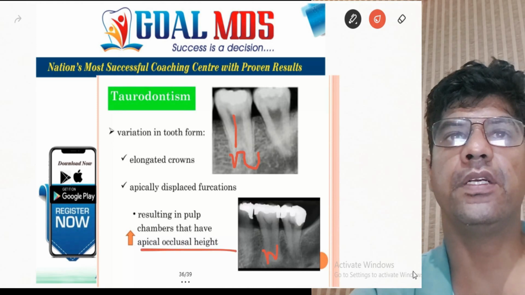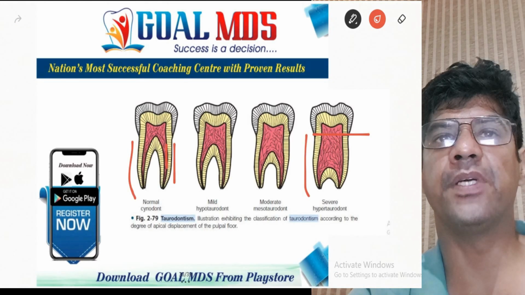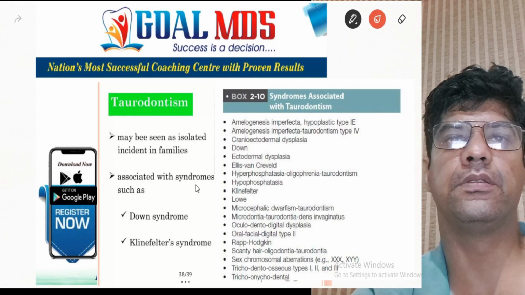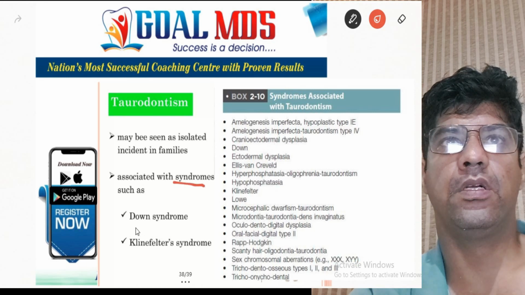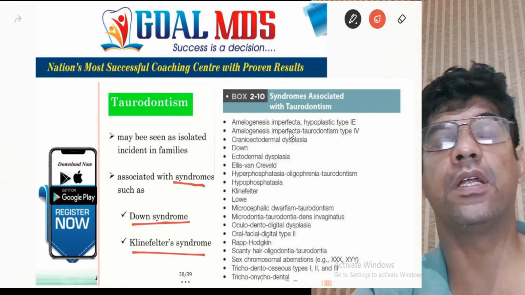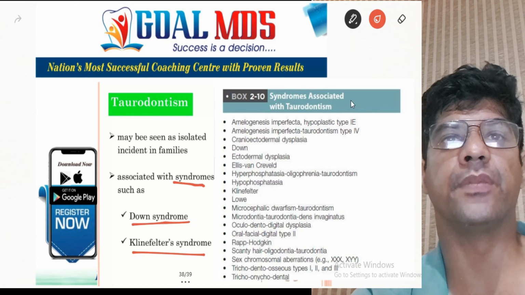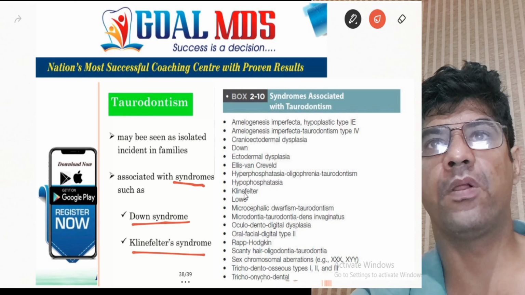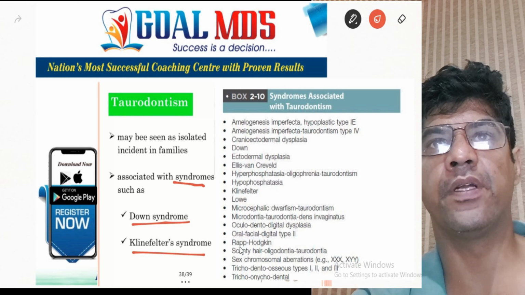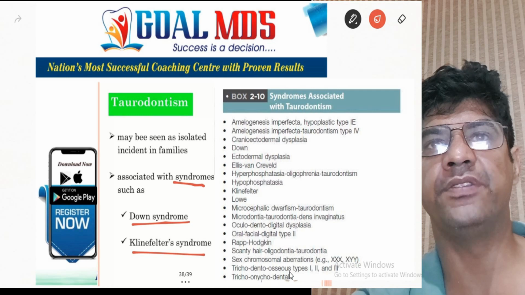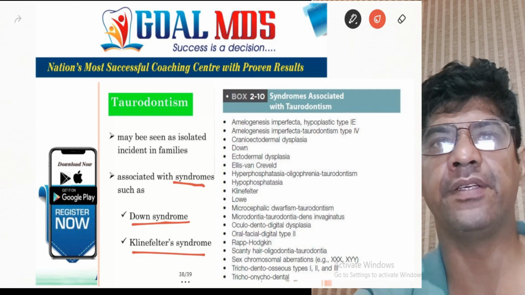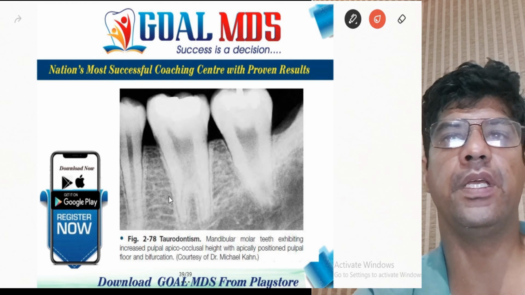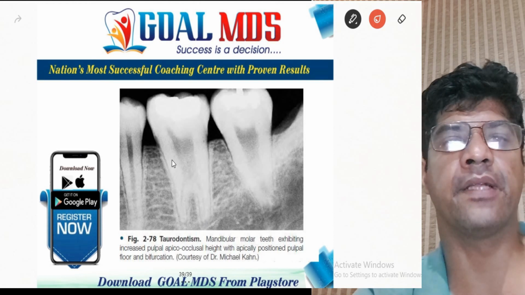Other terminology: the resulting pulp chambers will have increased apico-occlusal height. So what are the conditions that are associated with taurodontism? Down syndrome, Klinefelter syndrome. Remember all these syndromes that are associated with taurodontism: ectodermal dysplasia, Ellis-van Creveld syndrome, hypophosphatasia, Klinefelter syndrome, trichodonto-osseous type 1, 2, 3. Remember all the types from your entrance exam point of view.